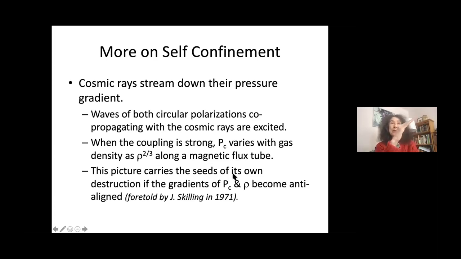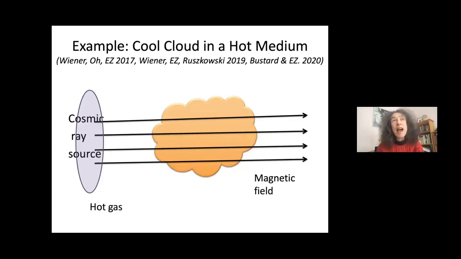As long as cosmic rays are streaming down their pressure gradient, and that's also down the density gradient, everything is fine. But we reach a paradox if the gas density begins to increase along the flux tube. Then the Alfvén speed goes down, the cosmic ray pressure goes up, and you have the cosmic rays streaming up their pressure gradient, and that doesn't make sense. Faced with this irreconcilable contradiction, cosmic rays just decouple. And I'll show you, the first person to show this in a computation was Josh Wiener as a graduate student working with Peng.